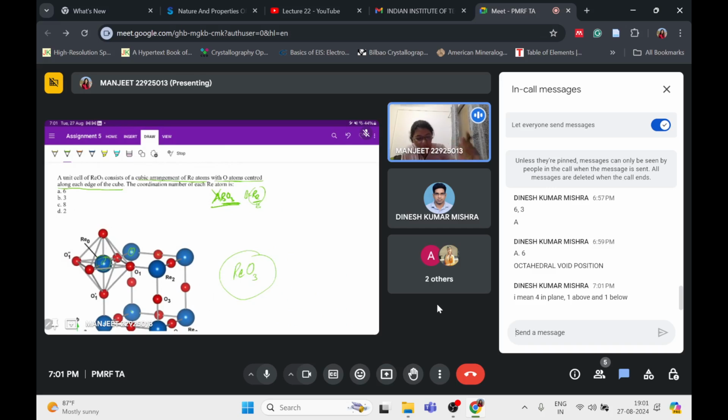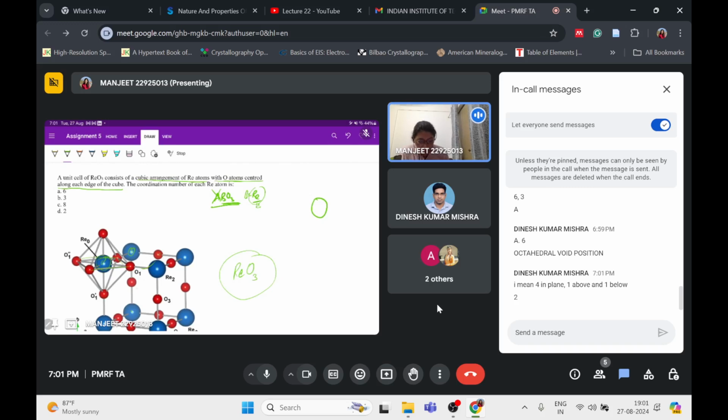So what will be the coordination number for the oxygen? I mean 4 in a plane, one above and one below. Yeah, this is true. There will be 4 atoms in one plane, because this one cube unit cell will connect to the one unit cell that is above here. This is from the front of this unit cell, parallel to this one, and the back of this one. This is connected to 4 and the above one also. So if you see this, this Re atom will be octahedrally connected. So the coordination number for the Re will be 6.